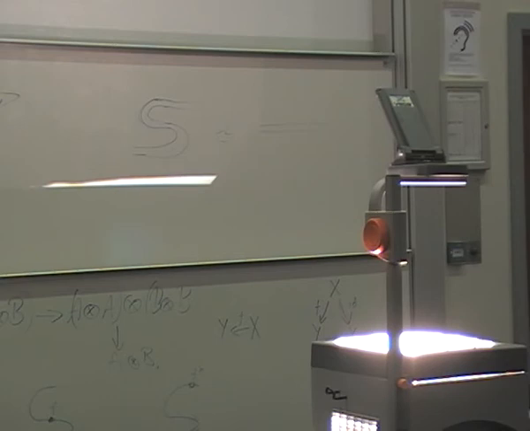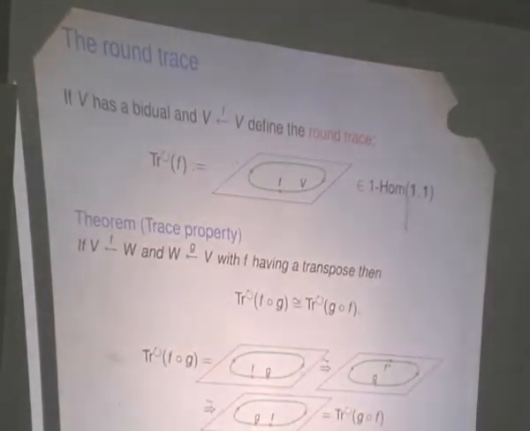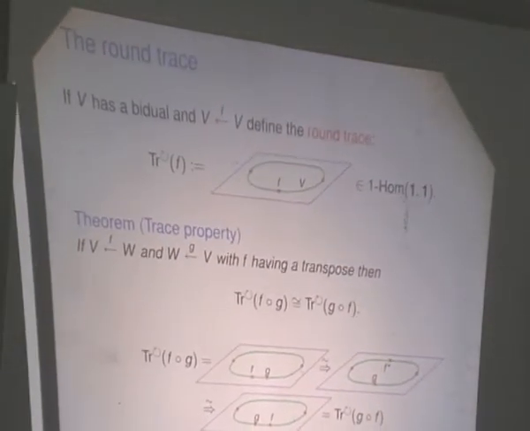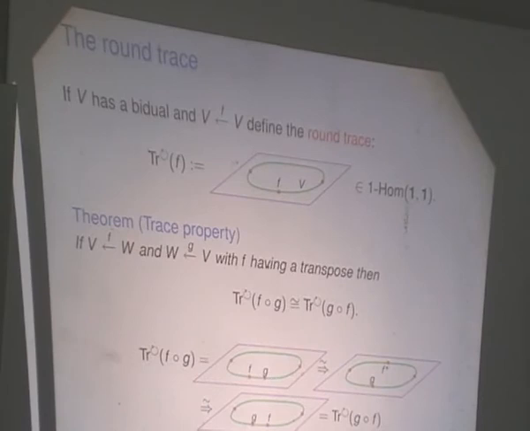So we just do exactly the same thing because we've got essentially the same structure. We do the co-evaluation, apply F to the V side, and then do the evaluation, and we get a one-morphism from the unit object to the unit object. And there's something called a round trace. So it's round. And this deserves the name trace for exactly the same reason that we had for just the ordinary category case.